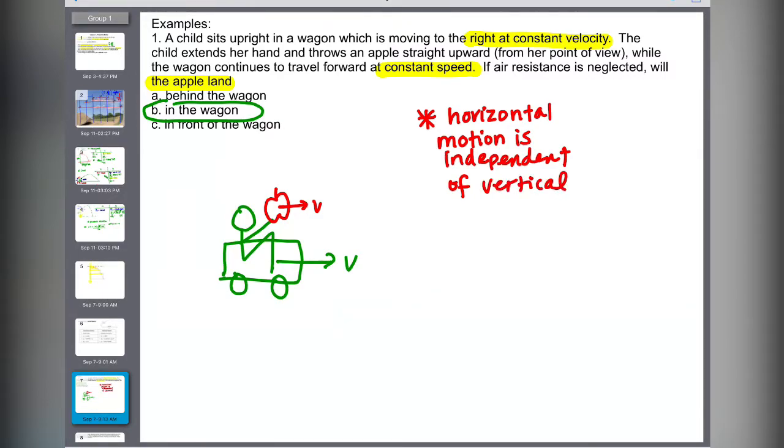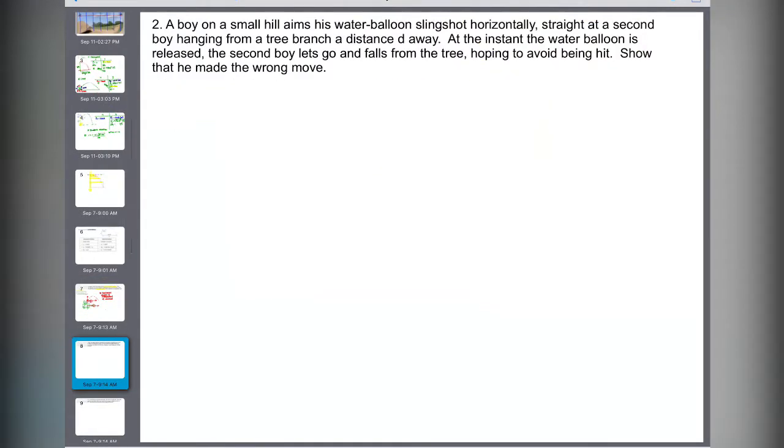So what that means is while the apple is going up and down, these two horizontal motions are exactly the same, meaning as the apple is moving upward, it is also traveling forward at the exact same time as the wagon, so that means it will catch and be landing into the wagon.